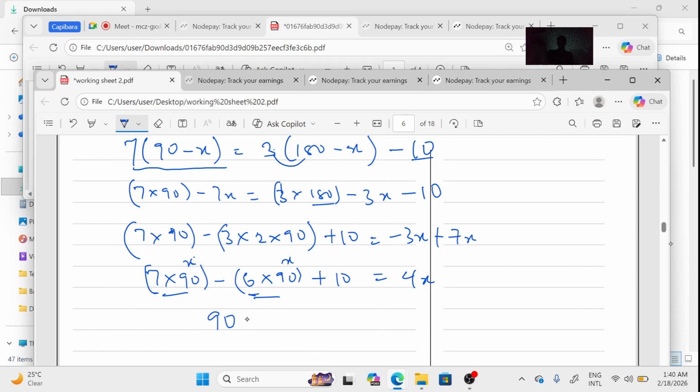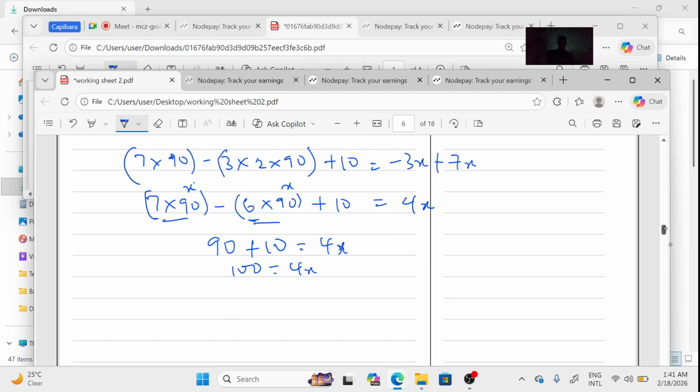Okay. Now I'm having plus 10 here, is equal to what? Is equal to 4x. So that's just 100 equals 4x. So for me to get x, what am I going to do? I'm going to divide both sides by 4. So I'm having x equal to 100 divided by 4. And now my x is equal to 25. So look at that statement.